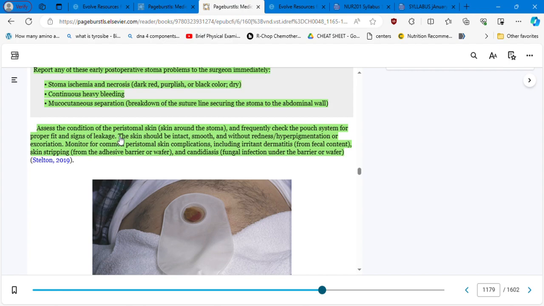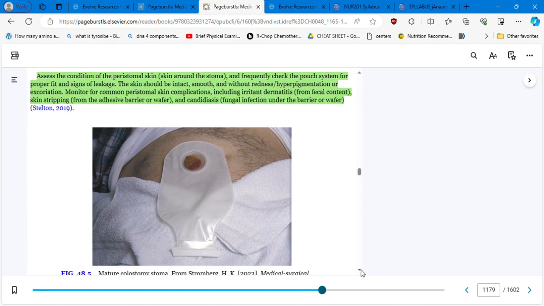Yeah, because that content, if it's leaking, is going to damage the skin around. You don't want to cause another infection or fungal, whatever. The skin should be intact, smooth, and without redness, hyperpigmentation, or excoriation. Monitor for common peristomal skin complications, including irritant dermatitis from fecal content, skin stripping from the adhesive barrier or wafer, and candidiasis, the fungal infection under the barrier or wafer. Okay, the one that I explained before.